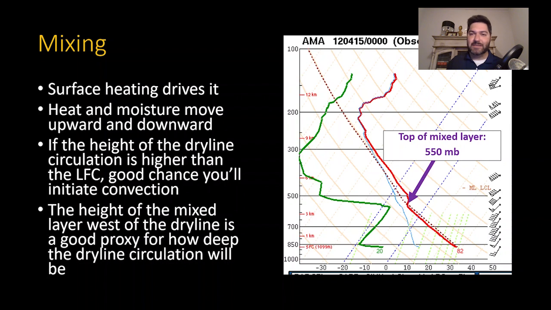So indeed, this day we did see storms fire all the way to Lamont's latitude. This works sometimes, and sometimes it doesn't work so well, but it's at least a good proxy for knowing when convective initiation might occur.